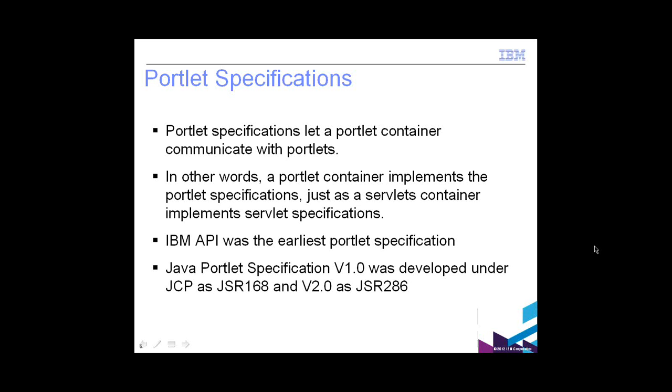So again, just to very quickly summarize, portlet specifications are what help a portlet as a component communicate with the portlet container. Portlet container in turn implements the portlet specification. The fact that portlet specifications started off as IBM API were proprietary meant that your portlets were written specifically for IBM portlet containers. Now, with JSR 168 and JSR 286 developed, multiple vendors entered the fray. They created their portlet containers, and your portlet, once written, could be ported across portlet containers.